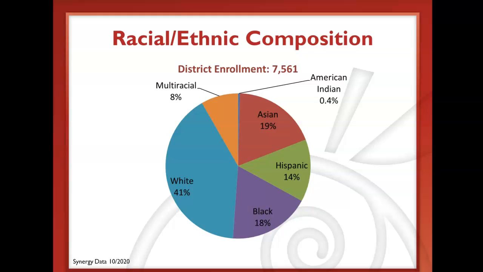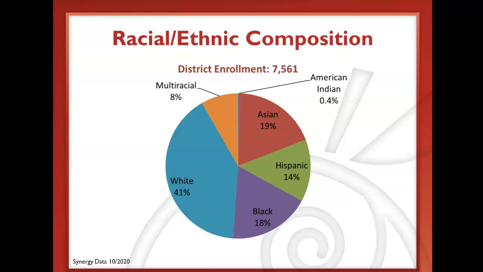So this slide provides a breakdown by race and ethnicity. This is data that parents, or families, provide for us when they're enrolling their students. It's provided by the 7 categories that the federal government uses and that we align to now as well. And you can see that American Indian students make up just less than 0.5% of our student population. Asian students make up about 19% of our population. Hispanic students represent 14%. Black students are about 18%. White students are 41%, and students who identify as multiracial make up about 8% of our student body.